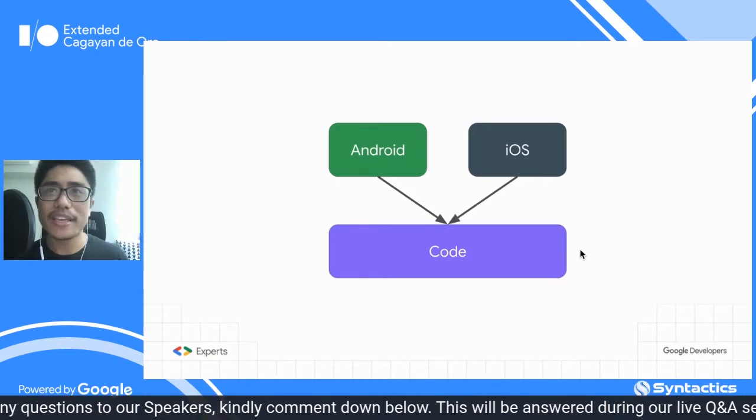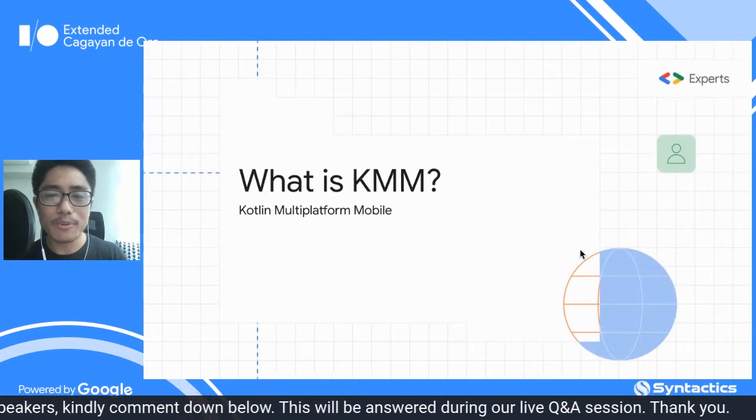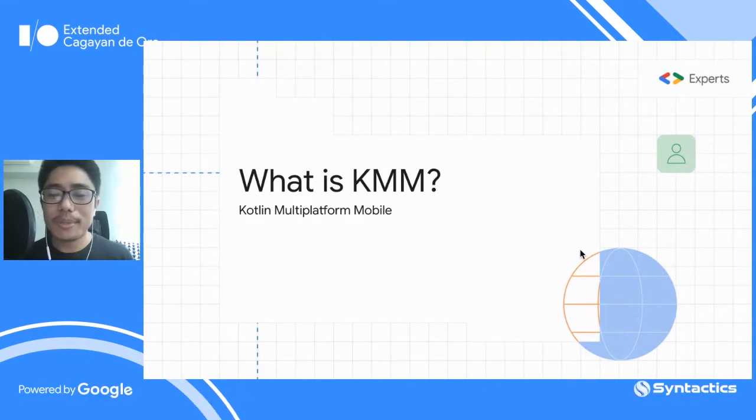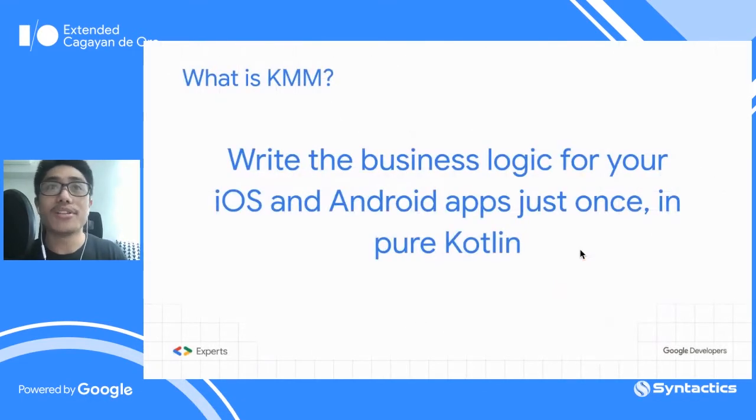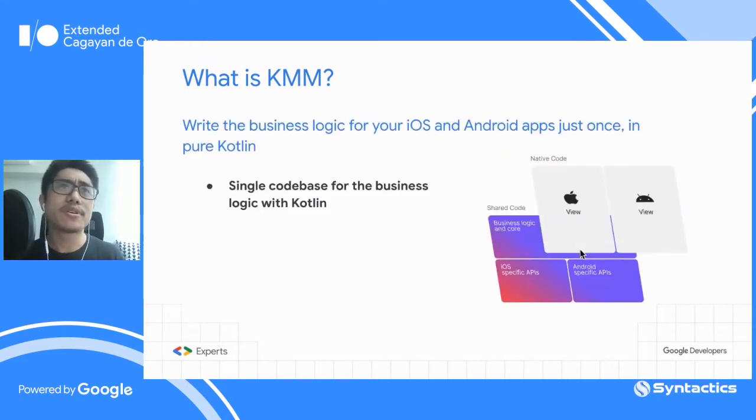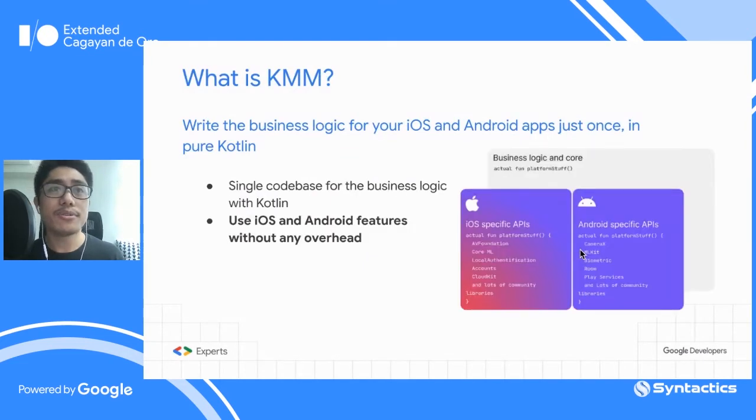And what's KMM? Kotlin Multiplatform Mobile allows us to write the business logic for our Android and iOS applications just once, in pure Kotlin. Take note, this is just the business logic, and we'll dive into that later. You can have a single code base for the business logic using Kotlin. Since you're just sharing the business logic, this allows you to use iOS and Android features without any overhead, so you'd be able to use native tooling on the specific platform.